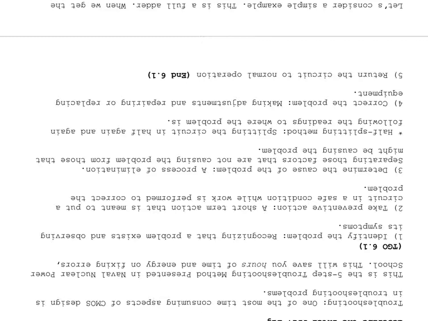So, step 3, determine the cause of the problem. This is where we're going to be using this concept of the half-splitting model. It's a process of elimination, separating the factors that are not causing the problem from those that might be causing the problem. This is a huge part of it, and it's where people spend most of their time. They are unable to figure out what's not causing the problem from what is.